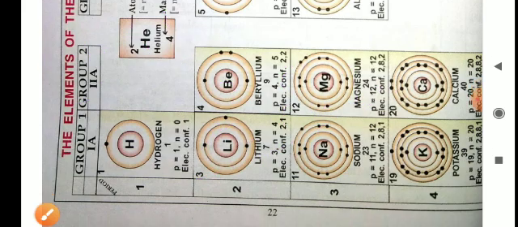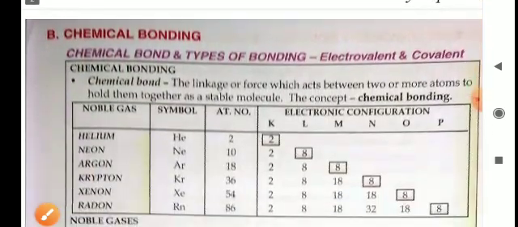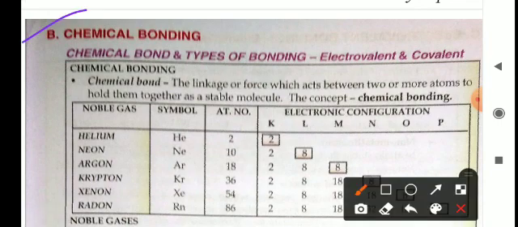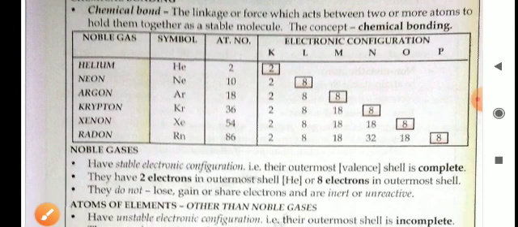Okay, good. Now, chemical bonding. What is a chemical bond? I have already told you that it is a bond which acts as a force of attraction between two or more elements, and it is called a chemical bond.